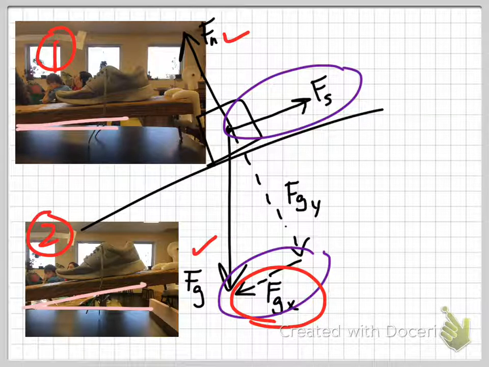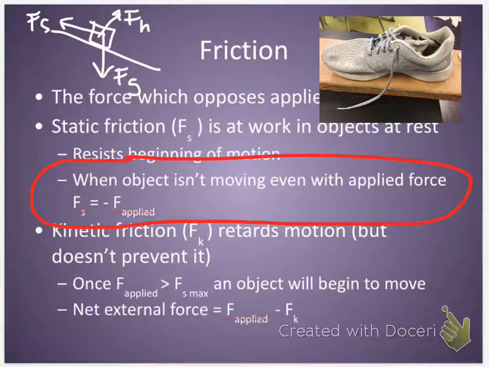Has my force of static friction changed? Yes, because it's still not moving. The reason we just went through all that is this one line. When the object isn't moving, even though there's an applied force, in this case on that slope, the applied force, in air quotes, is the force of gravity on the x. But as long as the object's not moving, the force of static friction is equal to whatever the force is that would get it to move.